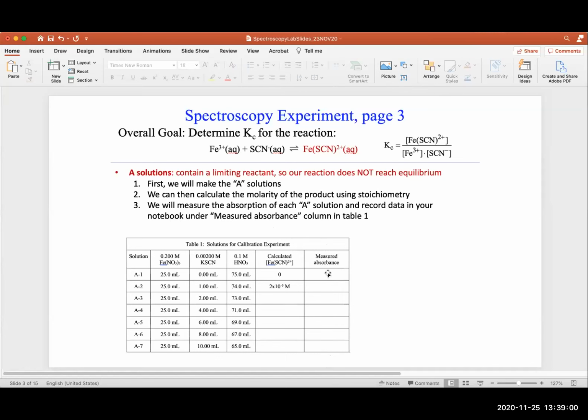Can you guys see my mouse moving? Yes, we can see your mouse. Okay, and you're listening, love it.